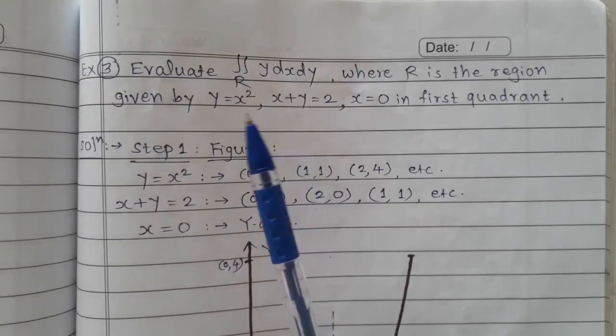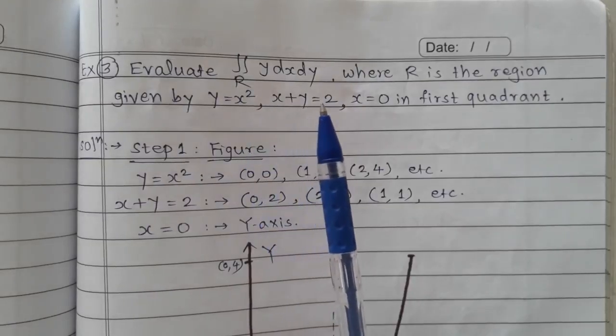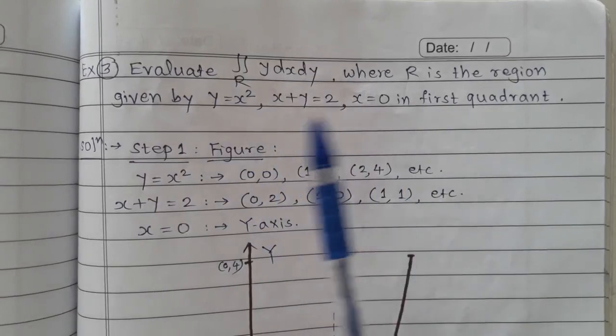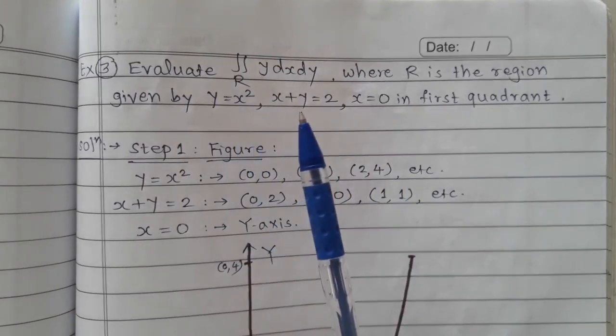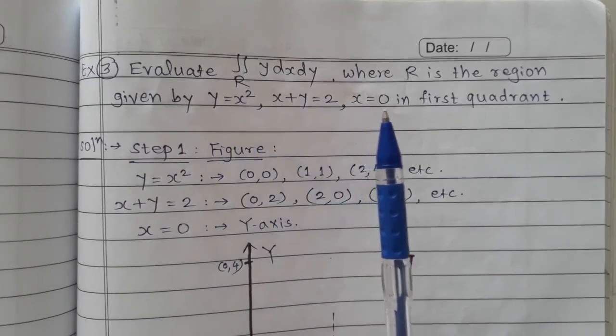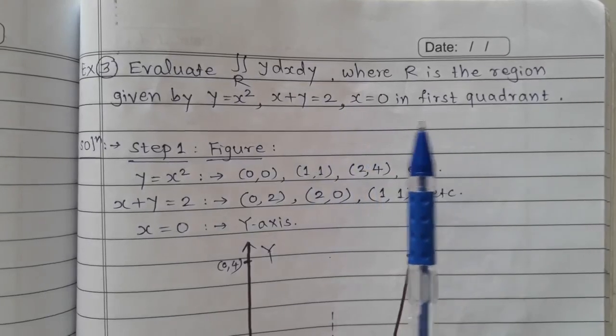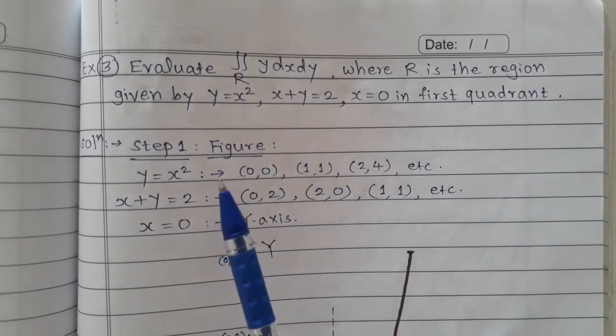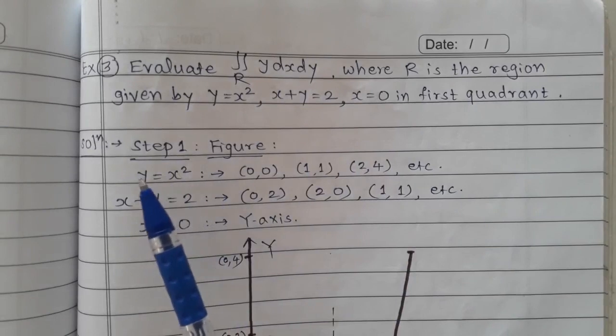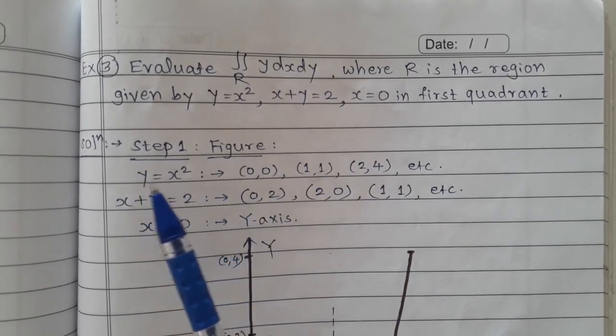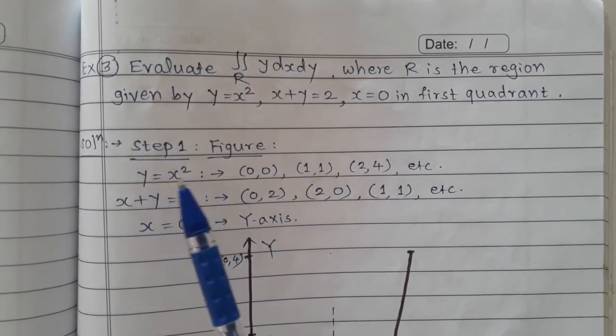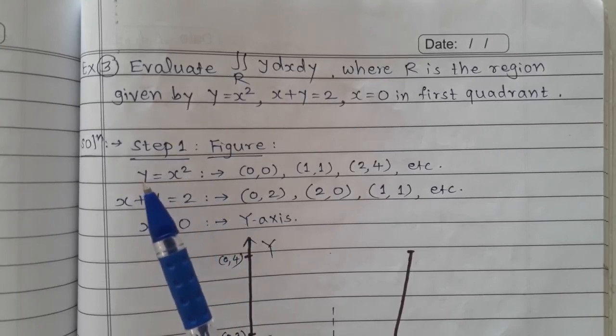Next question. Evaluate the double integration over R of y dx dy, where R is the region given by y equal to x square, x plus y equal to 2, x equal to 0, and in the first quadrant. So y equal to x square, as usual, x is 0, then y is 0; x is 1, then y is 1; x is 2, then y is 4, and it is a parabola symmetric to y axis.